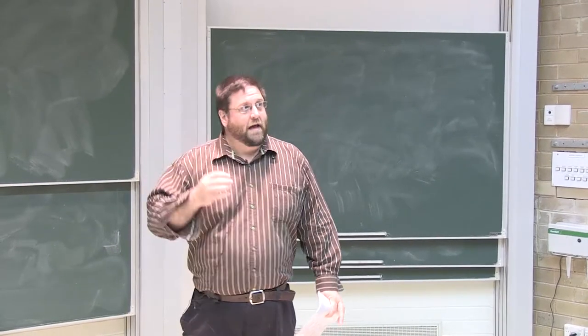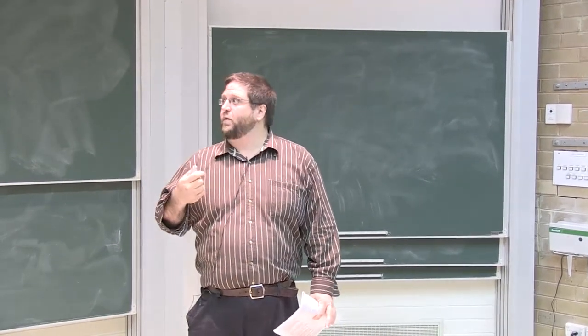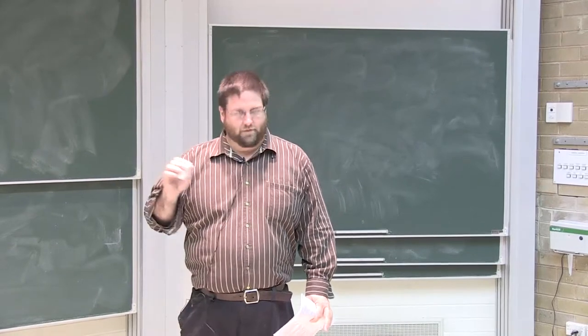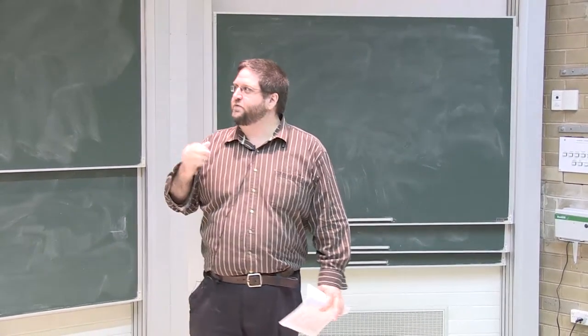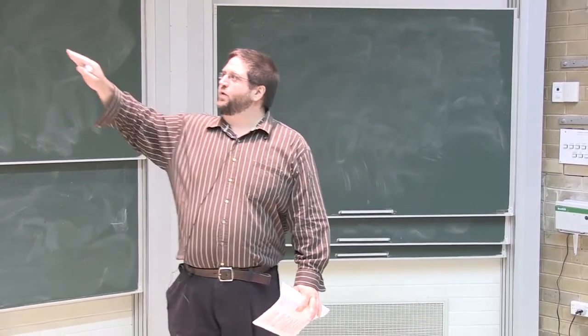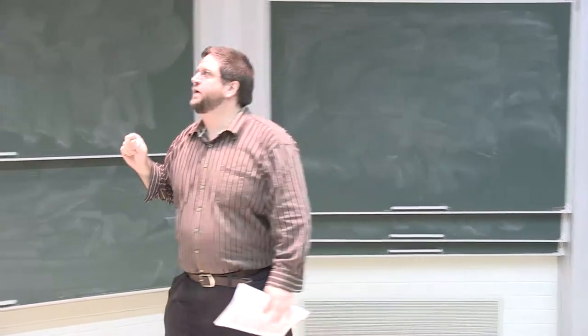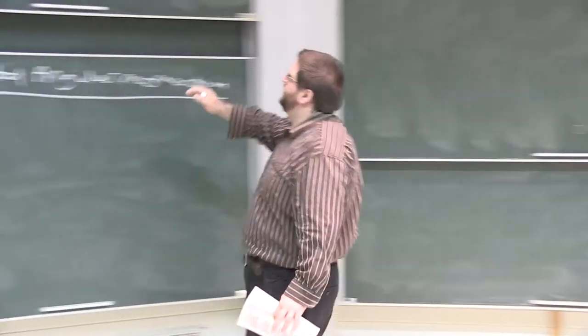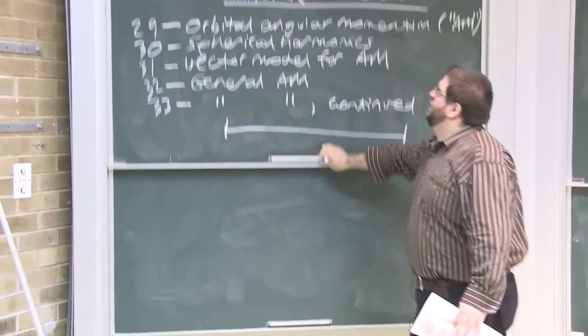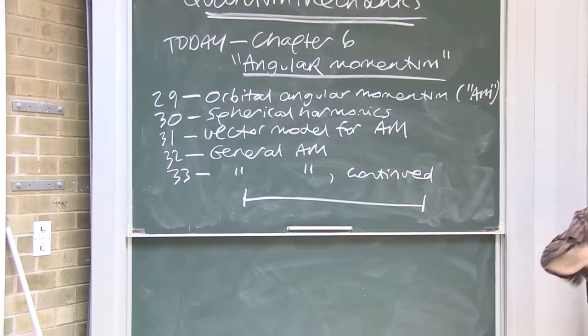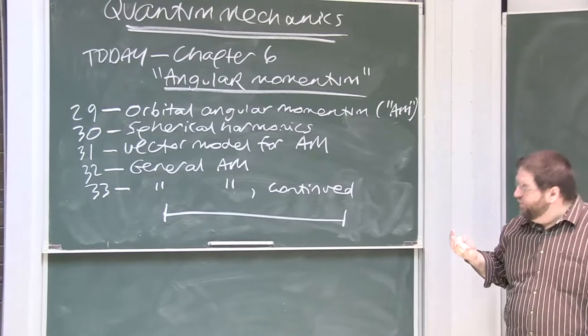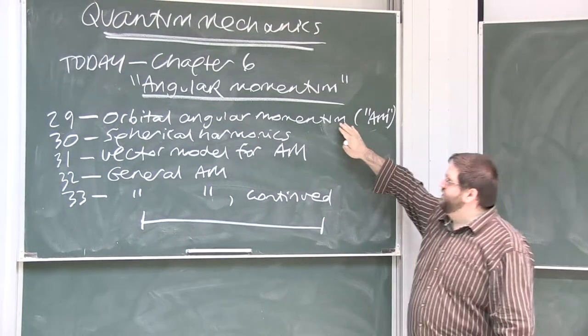Question: how do you study angular momentum within a quantum setting, which is the topic of chapter 6. We'll start our discussions on this topic today. We'll go through sections 29 through 33. We won't finish all of section 33. We'll study orbital angular momentum associated with swirling or orbiting objects in space.